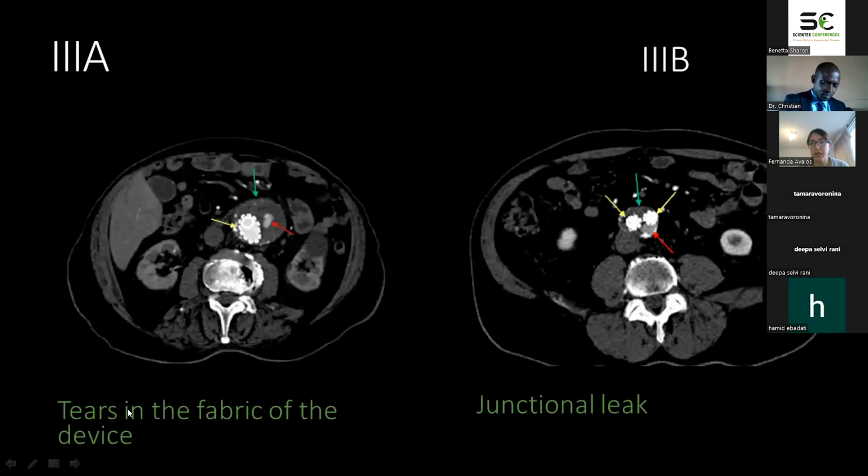So there are two types. One, if we have tears in the fabric of the device, or when we have more than one graft, there can be a junctional leak. So as I told you, we need to see the aneurysm sac, blood inside the aneurysm sac but outside the graft, as in this case.